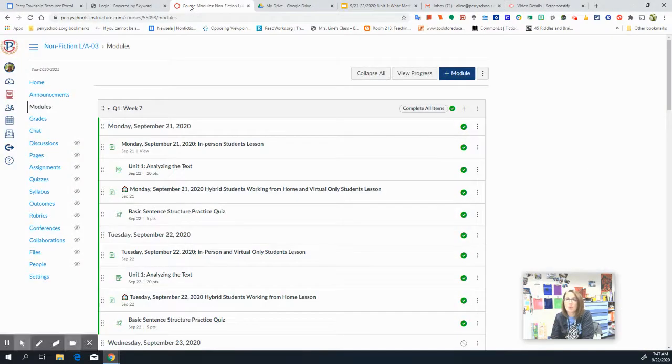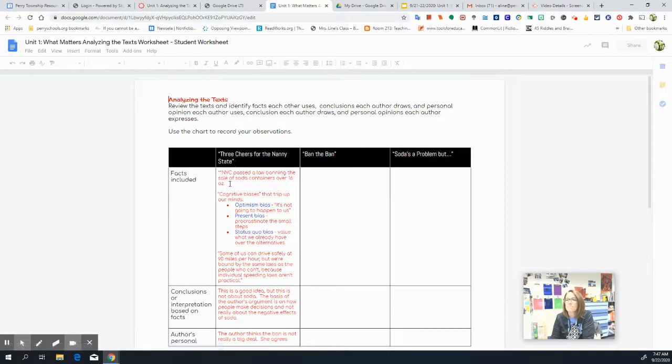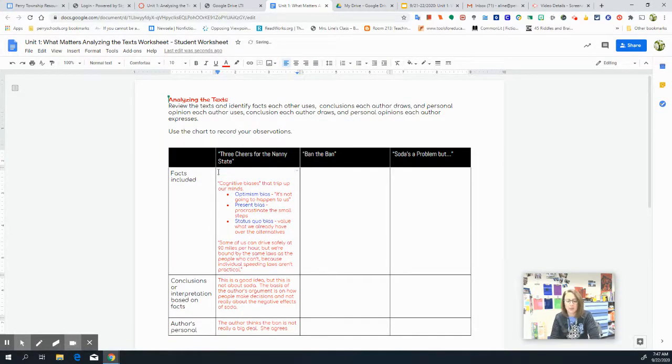And so you're going to have to go back to modules here. And we're here in September 22nd, Unit 1, Analyzing the Text. So we're going to open this up. You're going to click on the button. And I always like to make mine a little bigger. Okay, so you are going to be typing in here.